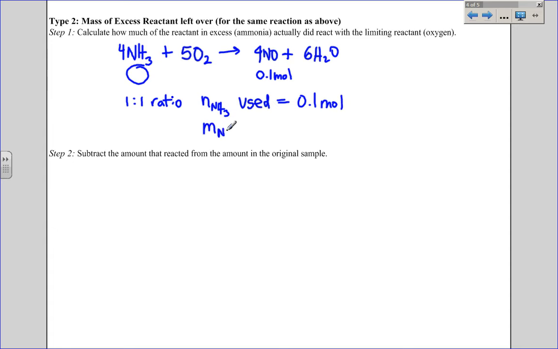So the mass of NH3 that I've used is found by multiplying the moles that I used by the molar mass, which is 17.04, so I have used 1.70 grams. Once I've got this value, if I think back to what I have, it's not too difficult to figure out the mass that's left over.